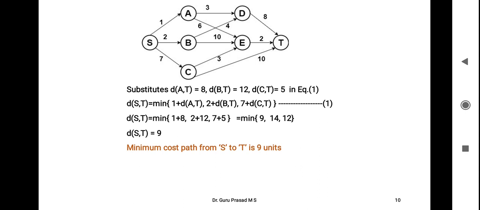Minimum cost path from S to T is 9 units and the path is S to A to E, E to T. S to A 1 unit, A to E 6 units, E to T 2 units. 1 plus 6, 7. 7 plus 2, 9 units.